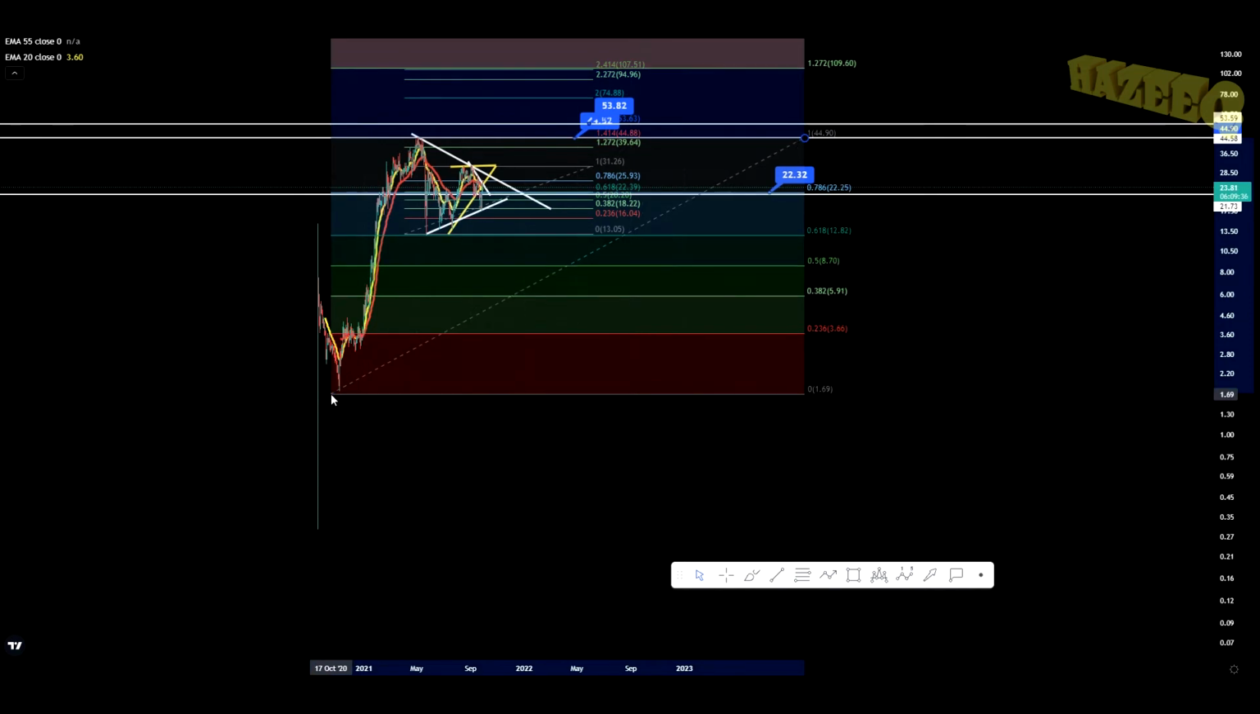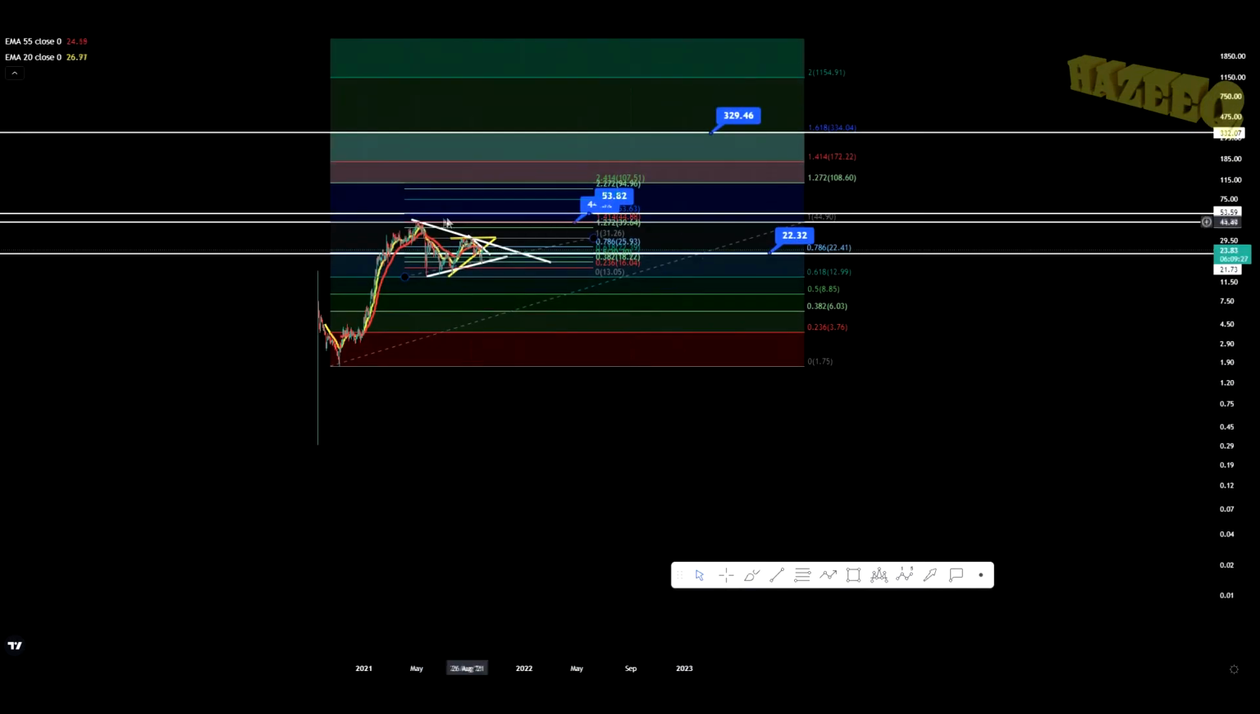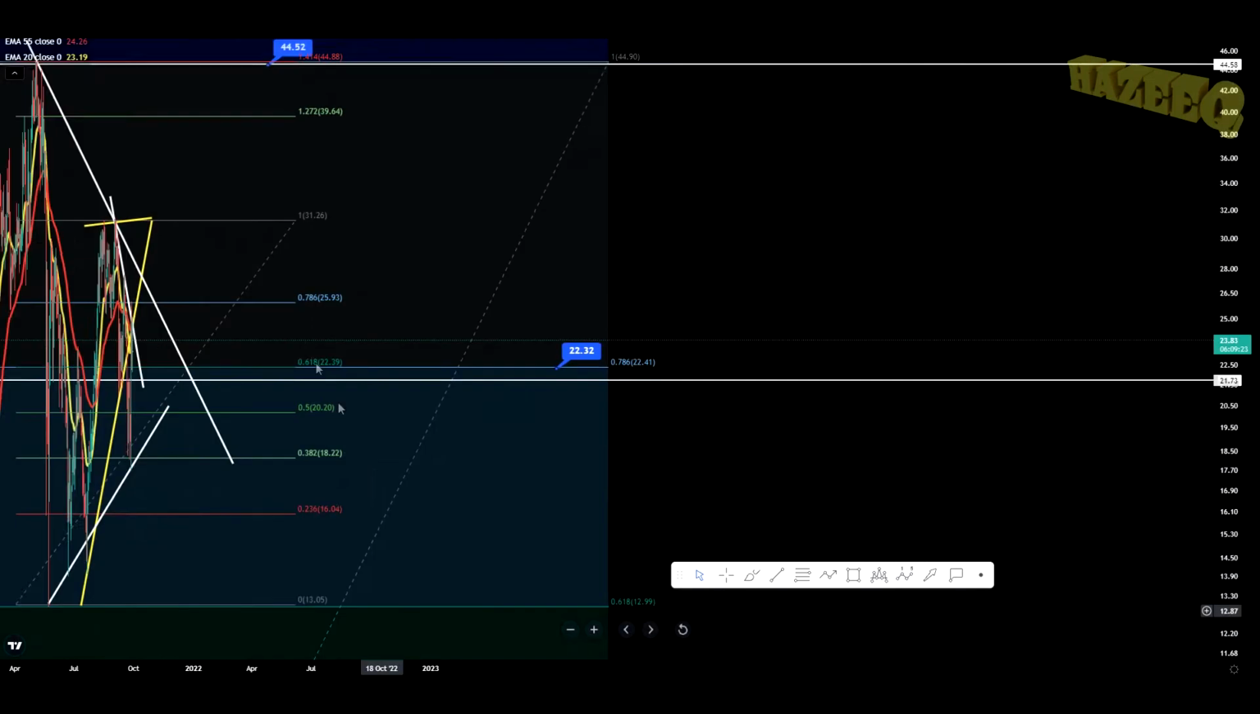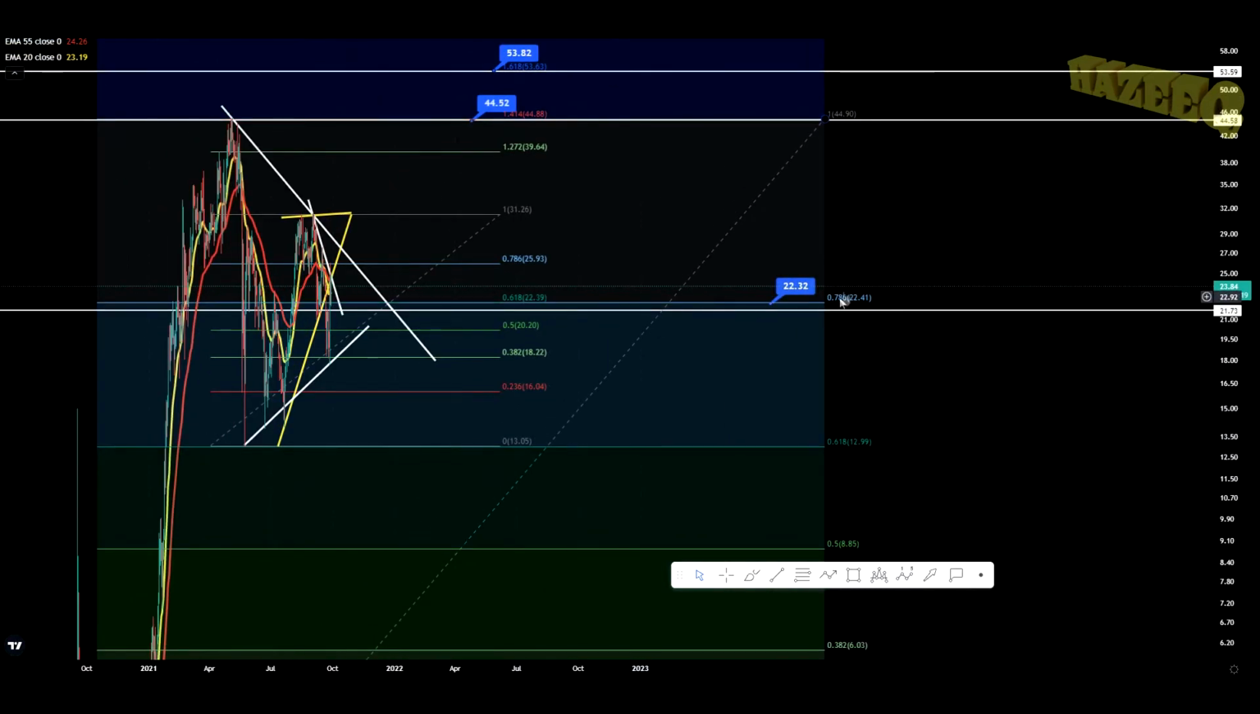Let me just make sure that that's correct. There we go. From this low over here, 29th of October, all the way to the all-time high. So yeah, that's the first fib. That's the larger fib that we have. And right now, we need to hold the 0.786 as support on the large fib. Losing that, we're coming back down lower.